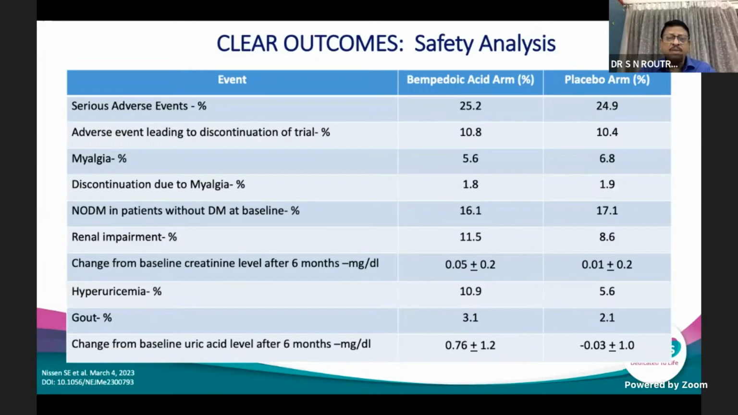If you see here, there is the safety analysis, bempedoic acid versus the placebo arm. There's not much of a difference, except these few differences I am showing. Renal impairment was 8.6% in the placebo arm and 11.5% with bempedoic acid. Hyperuricemia was 5.6% versus 10.9%. So chances of hyperuricemia are more with bempedoic acid. If the patient has gout, chances of precipitation of gout are more if the patient is taking bempedoic acid. The change from baseline in uric acid at 6 months was 0.07. So change in uric acid, chances of gout, and chances of tendon rupture are more in patients on bempedoic acid, with a slight increase in renal impairment. This was found in the safety analysis.